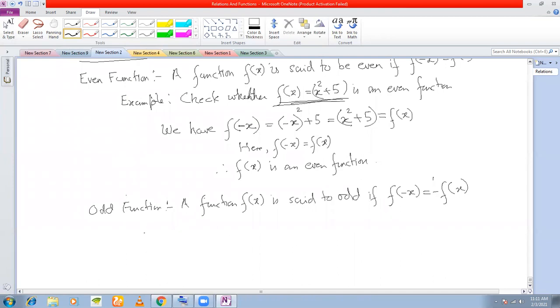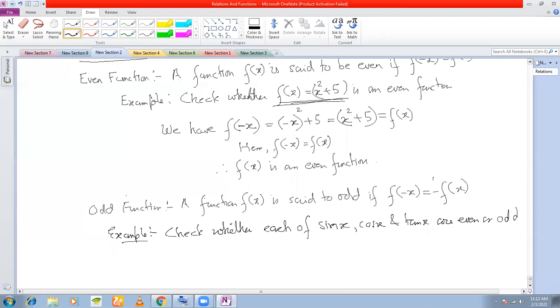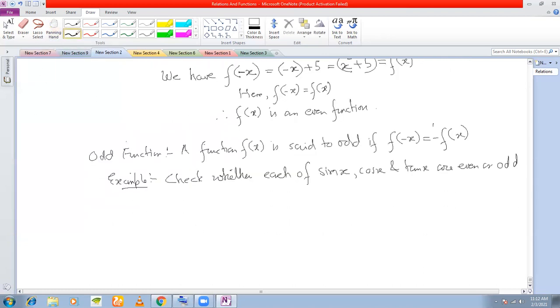Now I'll give you this question. Check whether each of sin x, cos x and tan x are even or odd. Okay. First of all, I start with sin x. I say let f(x) is equal to sin x. Therefore, what should be f of minus x? You replace simply x by minus x, right?